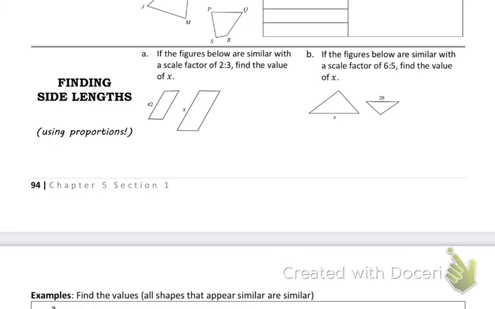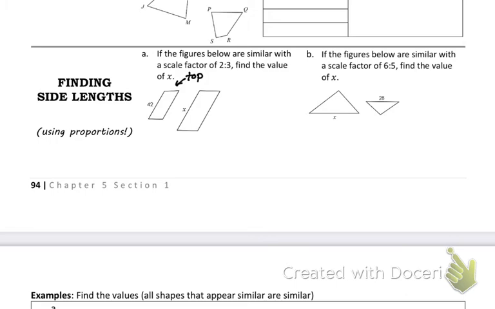How do we use proportional statements to find missing sides? Now, when we had congruent triangles, it was super easy. I could say all the sides are congruent, so if one was 2, the other one's 2. Well, it doesn't work out that way. Instead, we have to use the scale factor to find a missing side. So this says the figures below are similar with a scale factor of 2 to 3. So I'm assuming, based upon this, that this must be my top. Because they said 2 to 3, that creates a fraction of 2 over 3. Find the value of x.